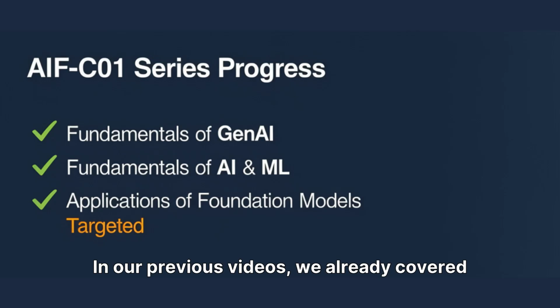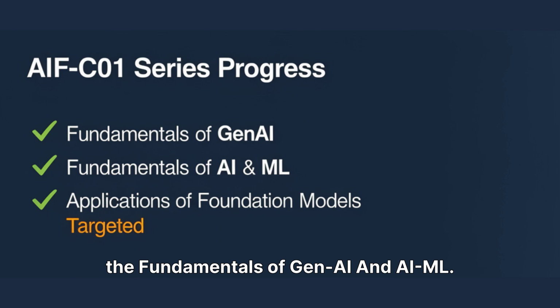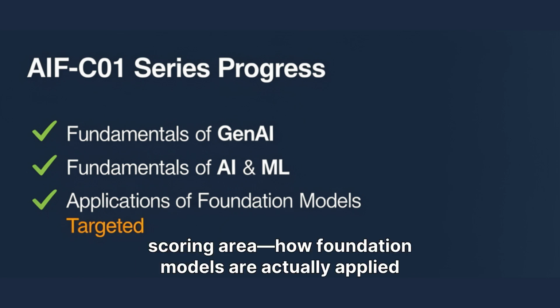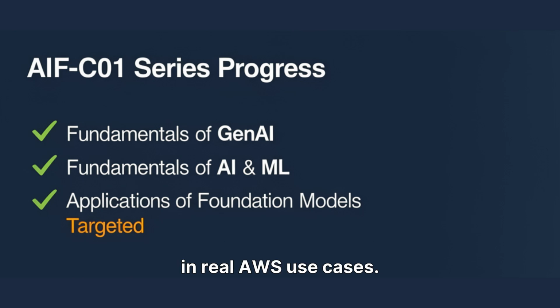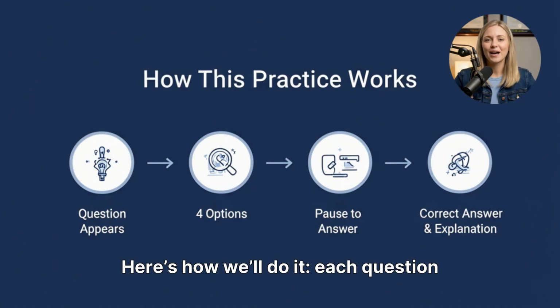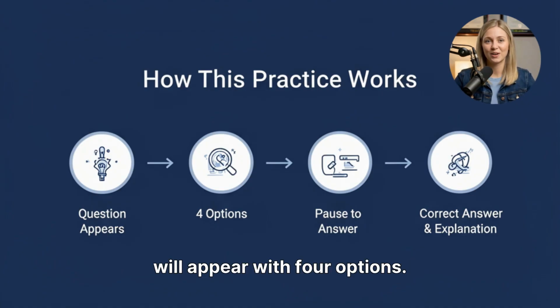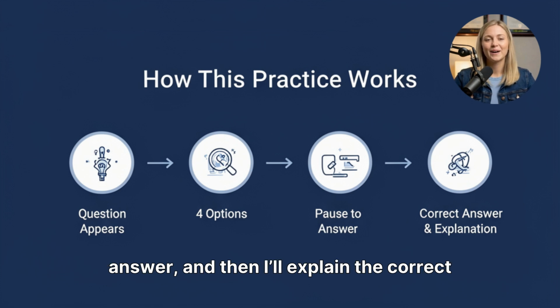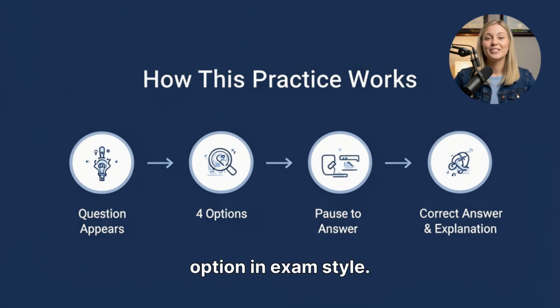In our previous videos, we already covered the fundamentals of Gen AI and AI/ML. Now we move into the next major scoring area, how foundation models are actually applied in real AWS use cases. Here's how we'll do it. Each question will appear with 4 options. Pause for a few seconds, choose your answer, and then I'll explain the correct option in exam style.